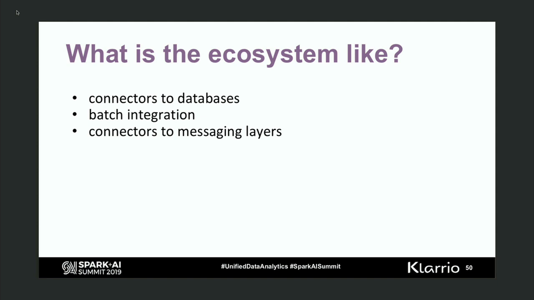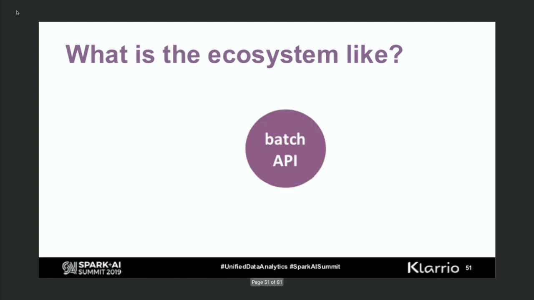Are there connectors to messaging layers? Like, for example, Apache Kafka, if you have Kafka as a message broker, is it easy to get data from Kafka and put it back on there? For this use case, since we are looking at a fraud detector, which is closely related with the batch retraining cycles that you do for your machine learning model, we'll talk about the batch APIs of these frameworks.